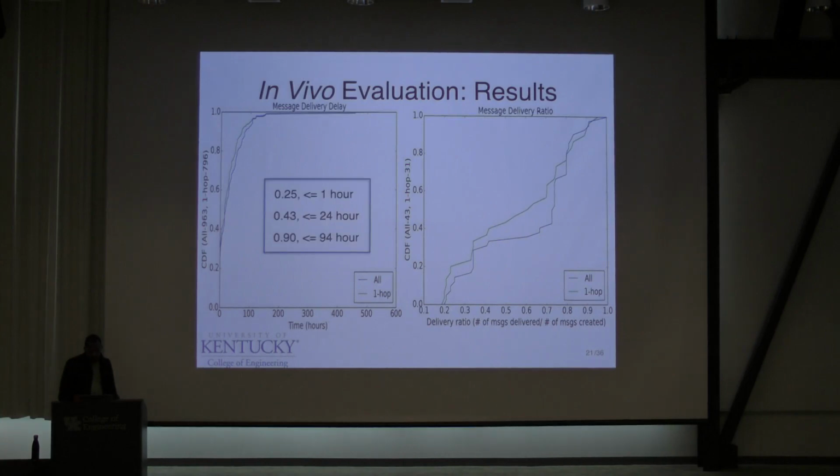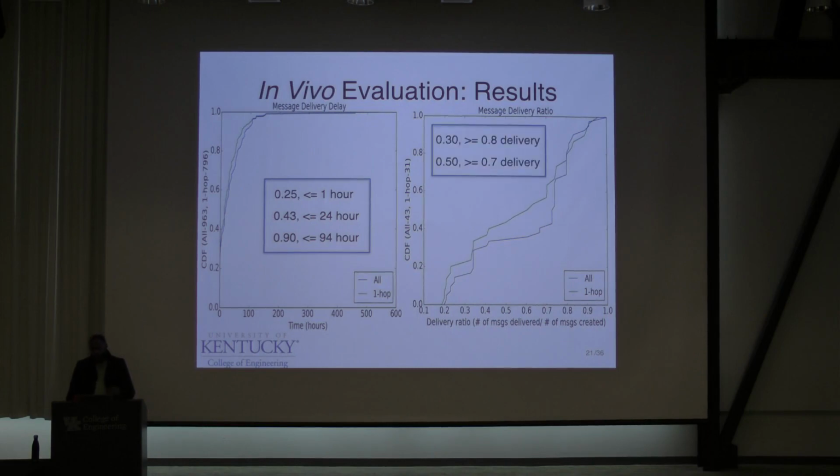25% of the messages were delivered within less than an hour, which for 10 nodes over 7 days is actually pretty good, especially when you consider that people actually go to sleep, even though they were grad students at the time. Those delays are things that you typically don't find in simulation environments, because usually these things will be simulated. 43% of the messages were delivered within 24 hours, and 90% of messages within 94 hours, so it took some time for the rest of those messages.